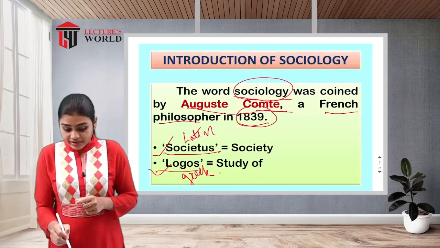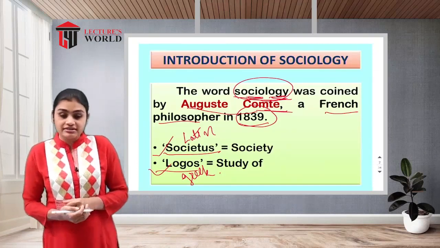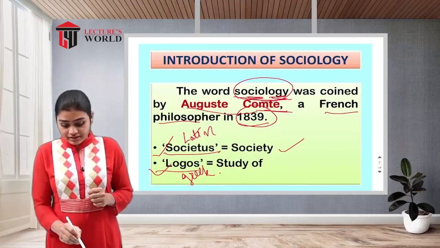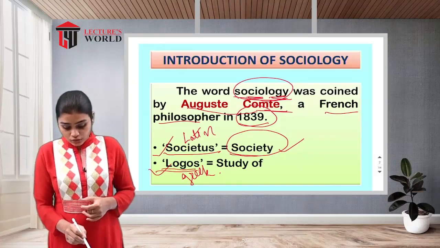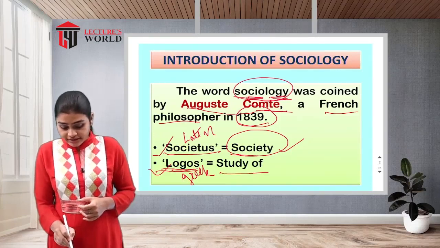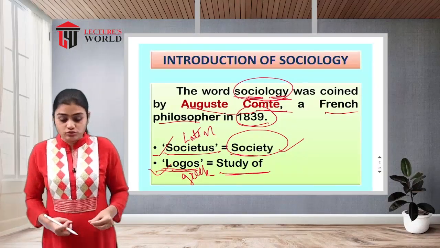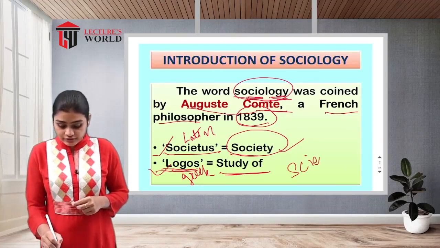If we separate socio and logy, the Latin word societas means society. From there we got society, and the other word, the Greek word logos, gives the meaning study. If we join these two words, the fusion leads to the study of society, or we can say the science of society.